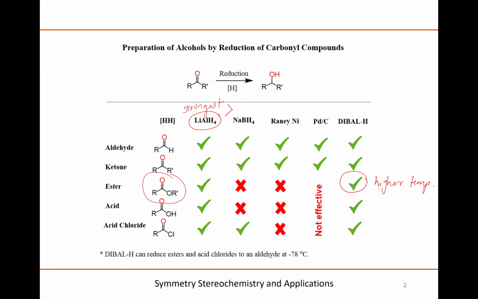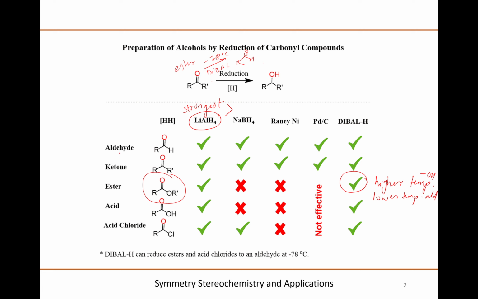And here is a difference. At high temperature DIBAL-H reduces the ester into alcohol, right? But at lower temperature DIBAL-H reduces ester to aldehyde. That's the difference. So if we do minus 78 degrees Celsius with DIBAL-H, it will give aldehyde from ester. And at higher temperature it will give alcohol.